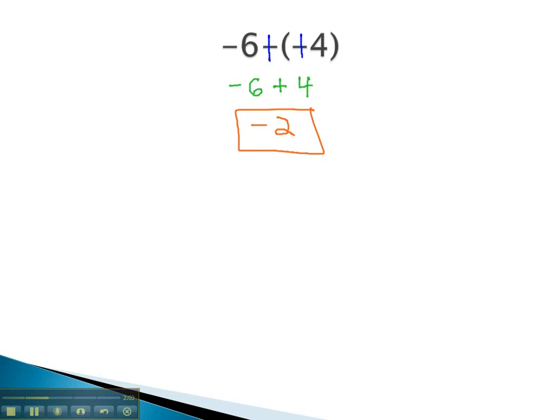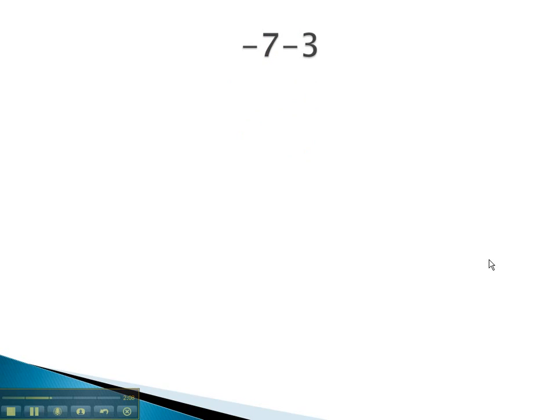Let's take a look at one more example where we add the opposite in order to find our solution. Here we have -7 minus 3. Again, instead of subtracting, we will change it to an addition problem by adding plus the opposite. The opposite of the 3 is a -3. We could think about this now as -7 plus -3, adding the parentheses just so we don't get confused with all the signs.